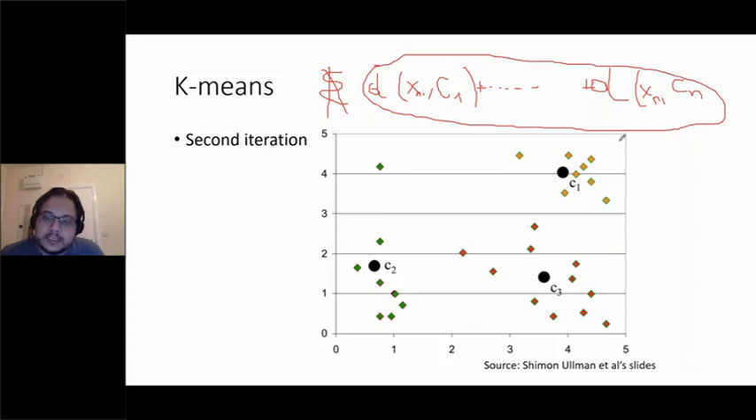Does it make sense for you guys? This is the mathematical formulation. Are you happy with this? Yes. All of you?